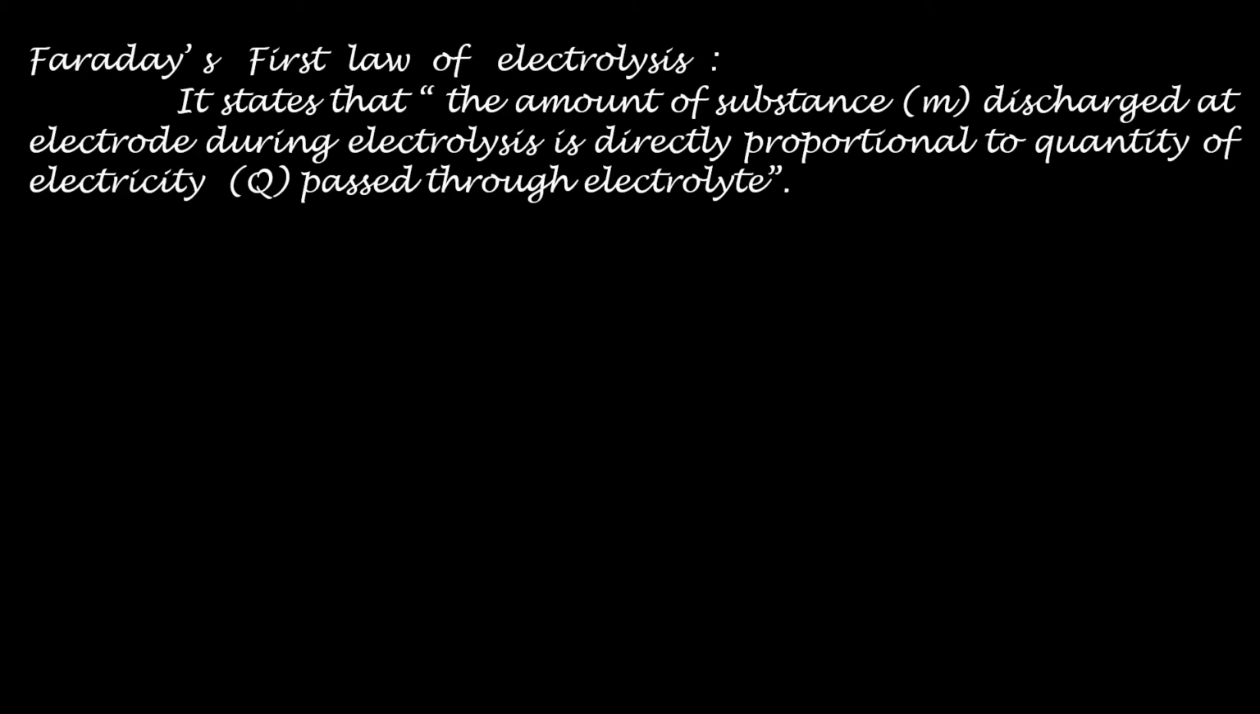So if M is the amount of substance and Q is the quantity of electricity passed through the electrolyte, then we can put that in mathematical form in this way. M proportional to Q. M is the amount of substance and Q is the quantity of electricity that is passed through the electrolyte.